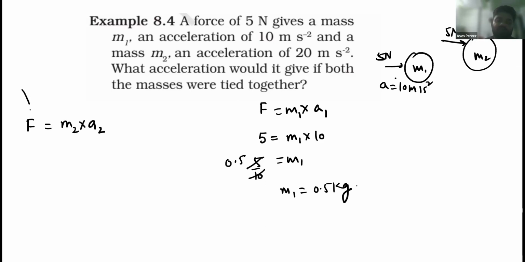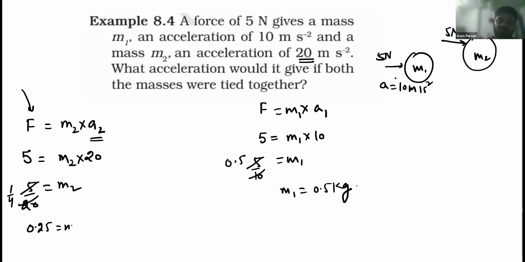And we get 0.25. Here again the 5 Newton force is applied. You need to calculate m2, and a2 is 20 meter per second square, right? You will get m2 is equals to 5 by 20. When you cut it, you will get 1 by 4, that is equals to 0.25 kg.